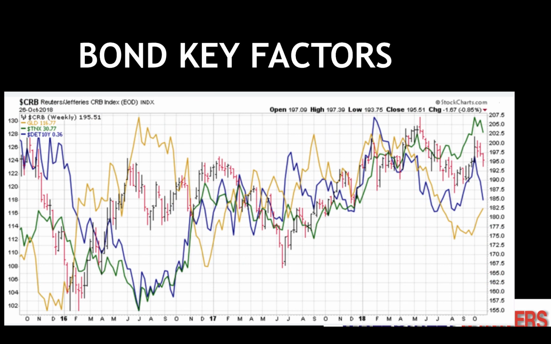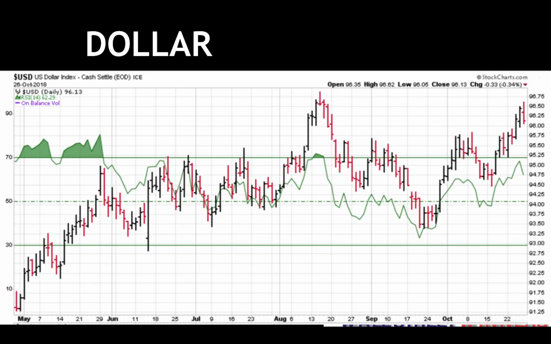Bond key factors, this is really quite interesting. So the green line shows that we've got this little hook down in interest rates. The CRB is pointing to lower interest rates. The 10-year Treasury in Germany is pointing to lower interest rates, and only gold is pointing to higher interest rates. So net, we should probably look for lower long-term interest rates this week.